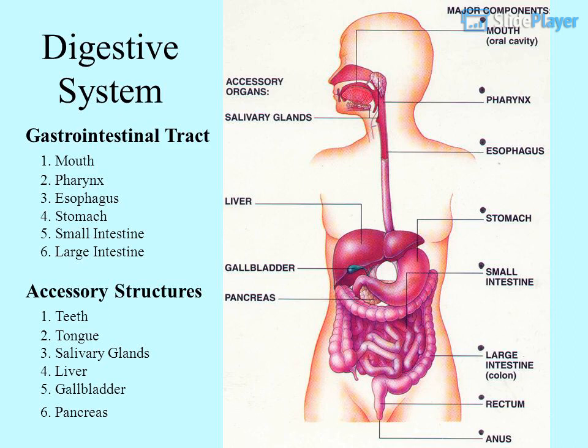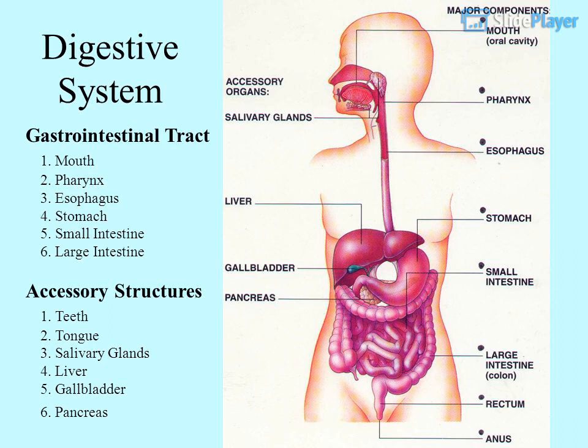Digestive system. Gastrointestinal tract: 1. Mouth. Accessory structures. 2. Pharynx. 3. Esophagus. 4. Stomach. 5. Small intestine. 6. Large intestine.